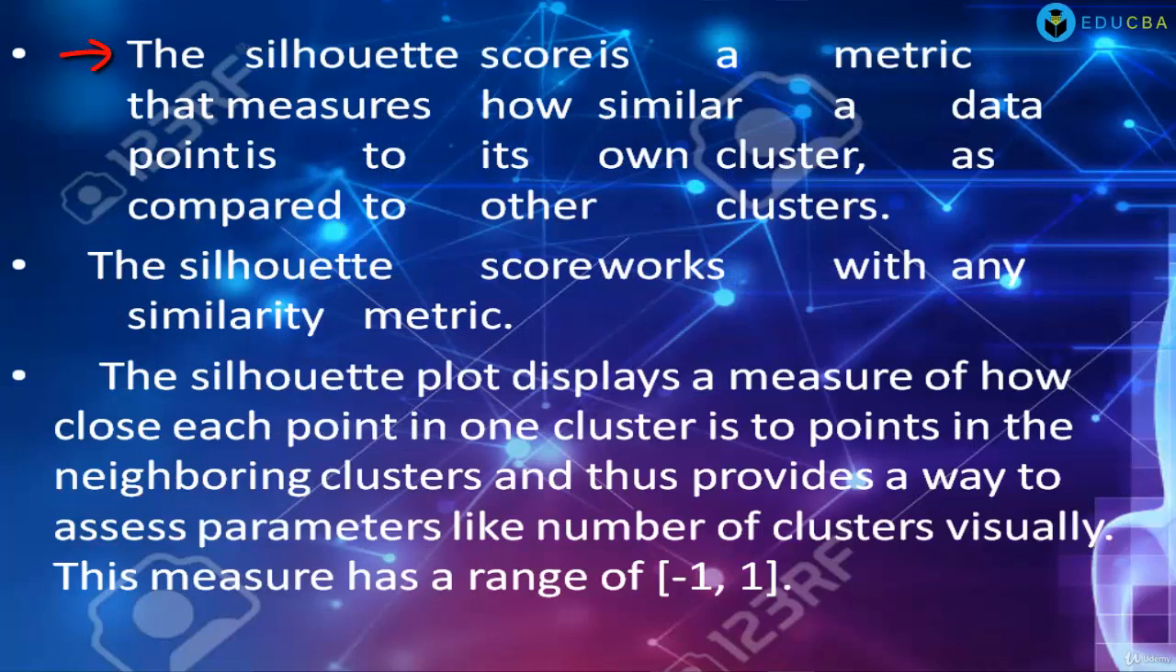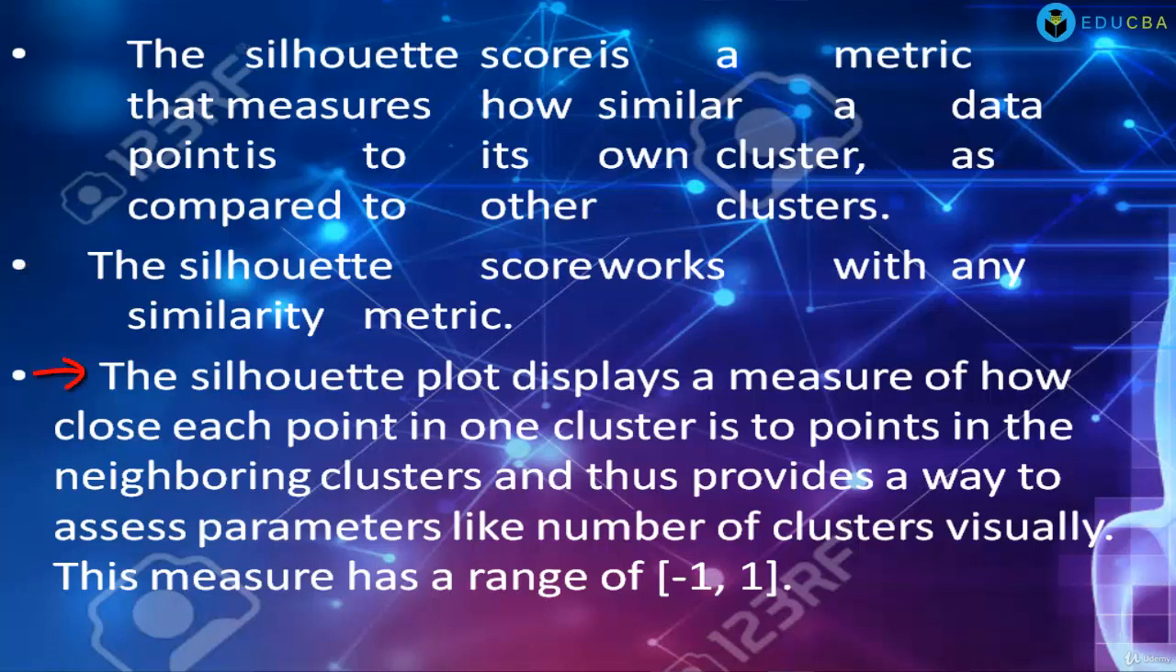Silhouette score is a metric that measures how similar a data point is to its own cluster as compared to other clusters. Other clusters are your neighbor clusters, and its own cluster is the cluster that the data point is a part of. The Silhouette score works with any similarity metric. Clusters are drawn on the basis of a metric, for example Euclidean distance, so Silhouette will work on any similarity metric you can take.